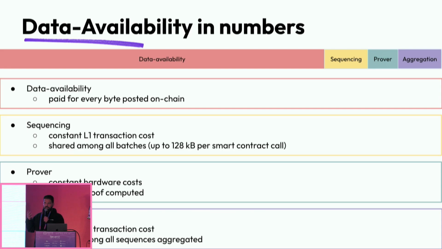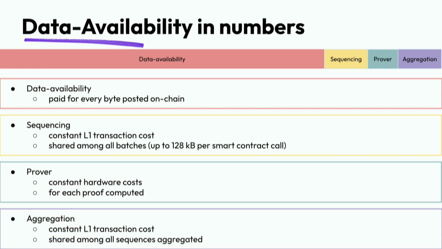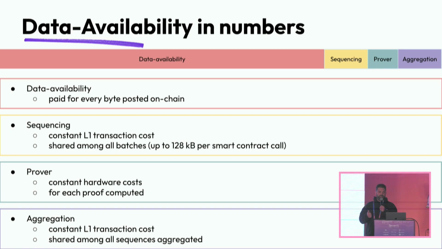So what are the costs of a transaction then? We have 4 costs here. We have data availability, we have sequencing, we have prover, and we have aggregation. Data availability is paid for every byte posted on chain. Sequencing is when you publish the transaction on L1 and you need to pay this constant L1 transaction, but it's shared among all the batches that you are submitting to the network. Then the prover cost is a constant hardware cost for each proof computed. And finally, we have the aggregation that is also constant, like the sequencing, and shared among all the sequences aggregated.